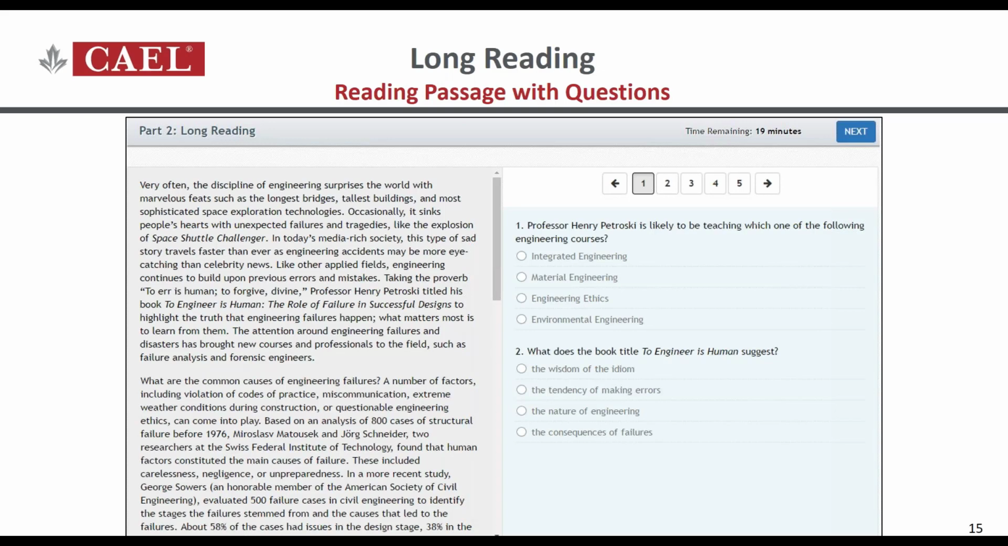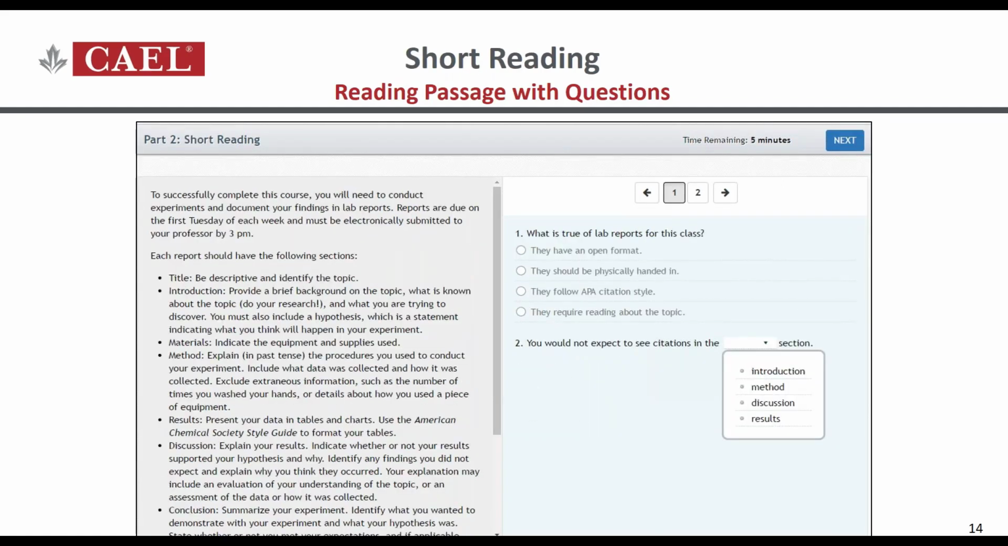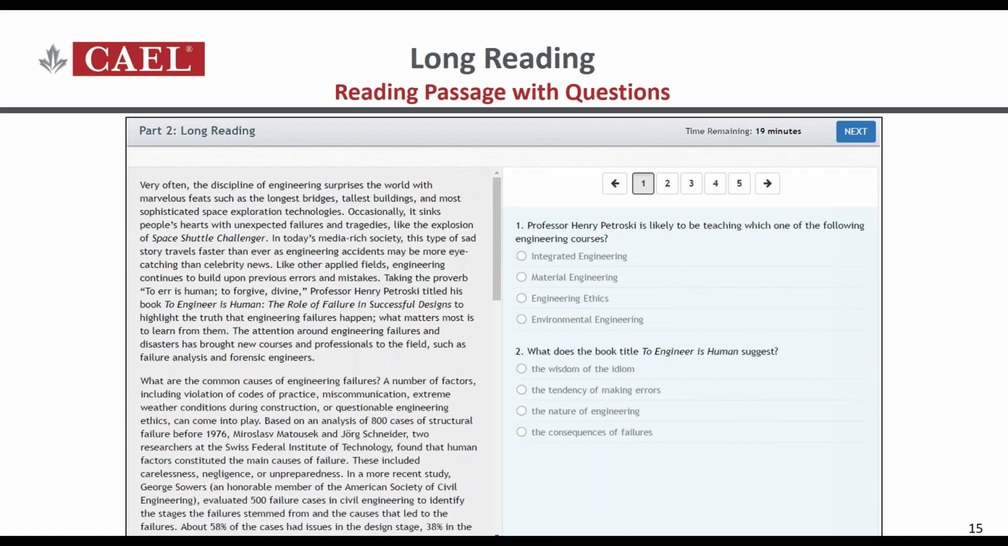So there are about 11 questions across 5 pages, whereas if you look at the short reading, there's only 2 different pages. Okay, you see 1 and 2, and then for the long reading, you can see it goes to 5. This reading is about engineering failures, so it's a bit more academic.